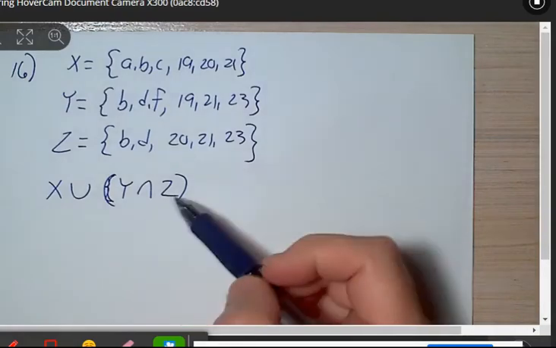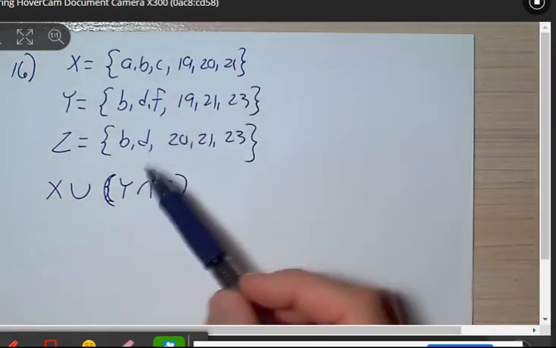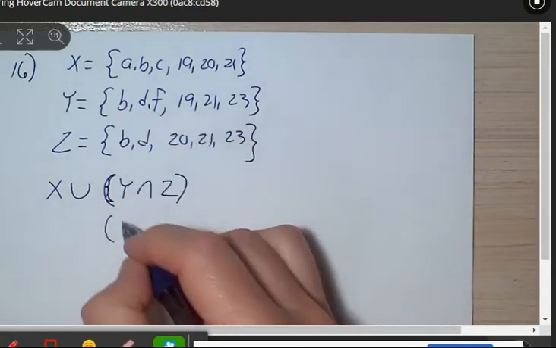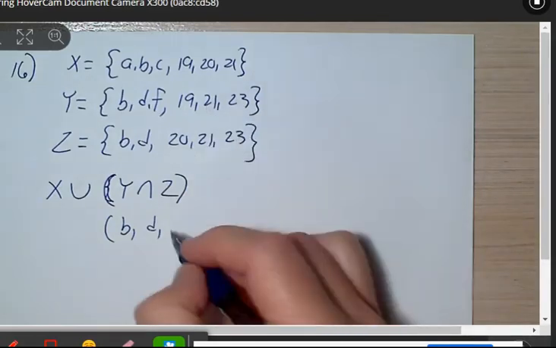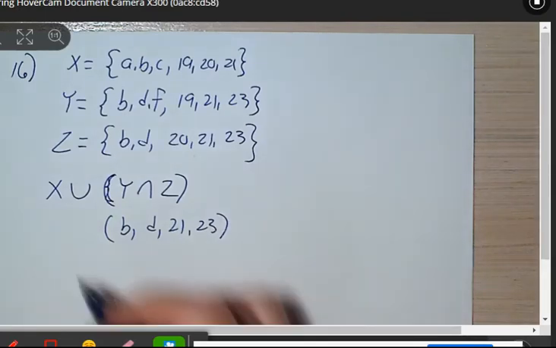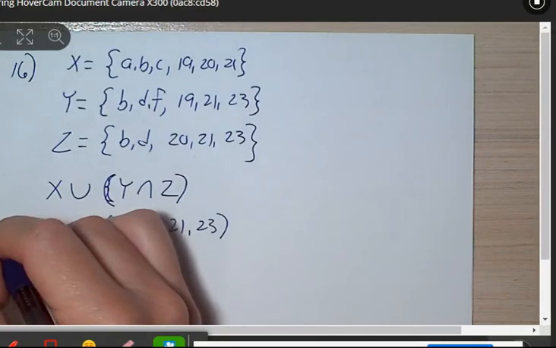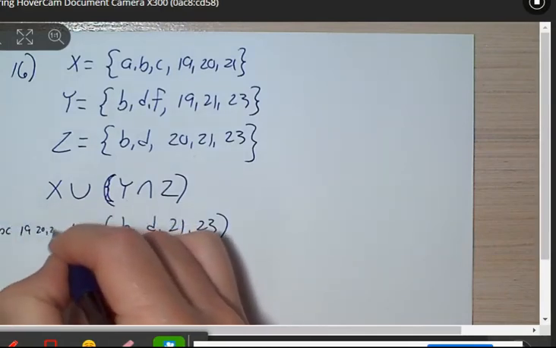Okay, so first thing you want to do is find the intersection of y and z. Now that's everything here. So the intersection of y and z is everything they have in common. So that's going to be a, b, and a d, 21 and 23. And we're going to union that together with everything that was in x. So that was a, b, c, 19, 20, 21.